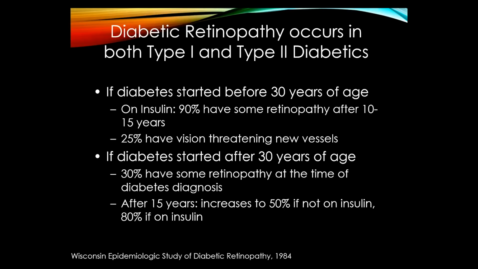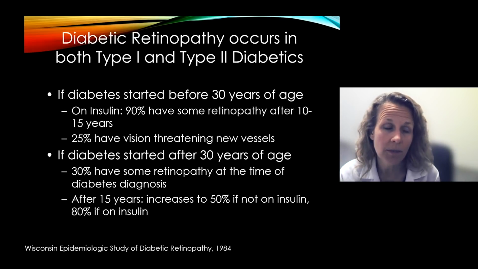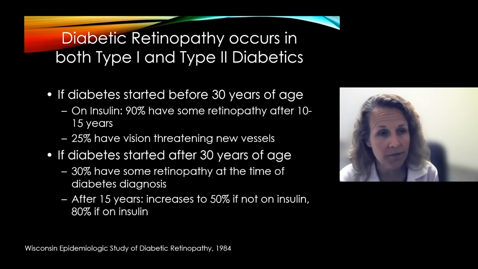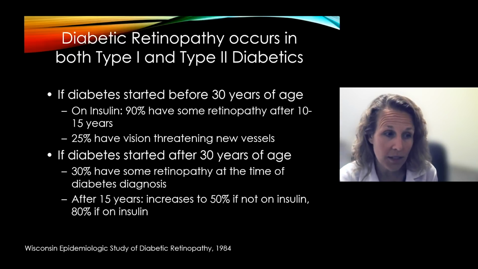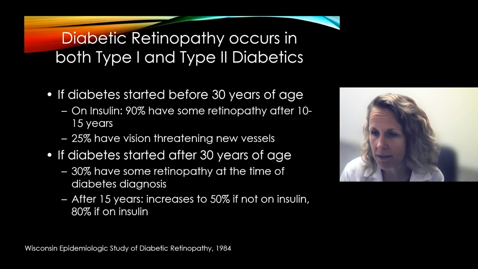If you develop diabetes after the age of 30 instead, only about 30% will have retinopathy, but it will be present at the time the diabetes is diagnosed. So they can have diabetes for a relatively long period of time before they find out they have diabetes. So it's very important for people who are diagnosed with diabetes after the age of 30 to see a doctor right away when they get that diagnosis, because they might already have diabetic retinopathy. 15 years after that diagnosis, about half of the patients with adult onset forms of diabetes have retinopathy if they're not treated with insulin. And if they are requiring insulin, it's about 80% of people who will have diabetic retinopathy.